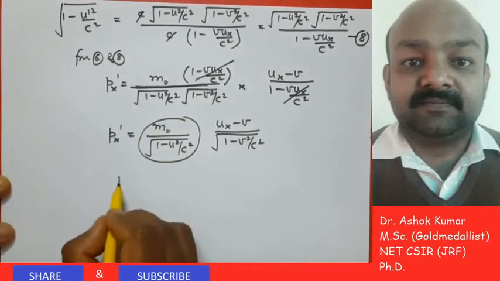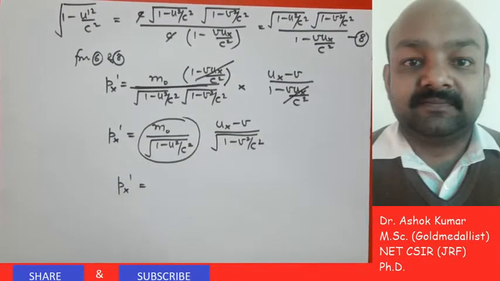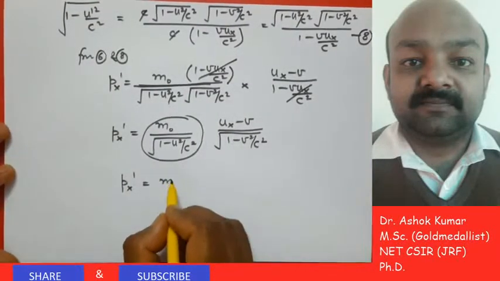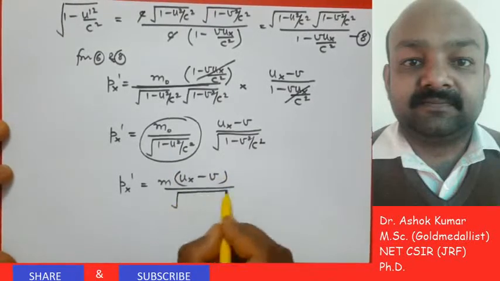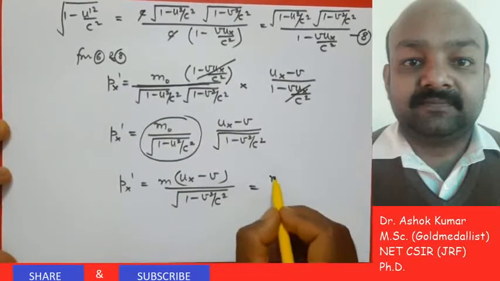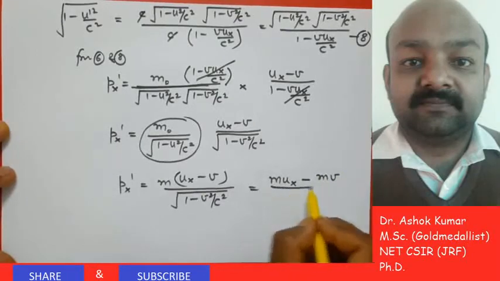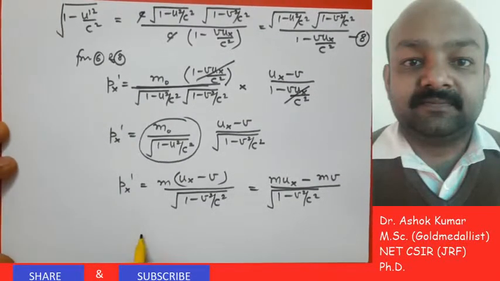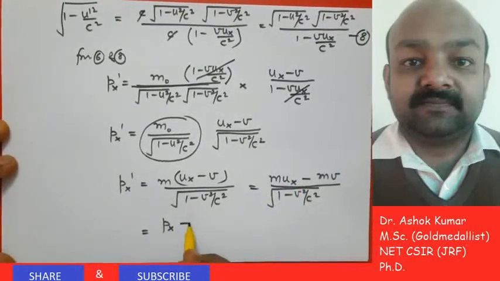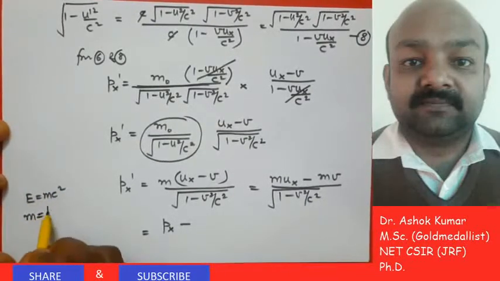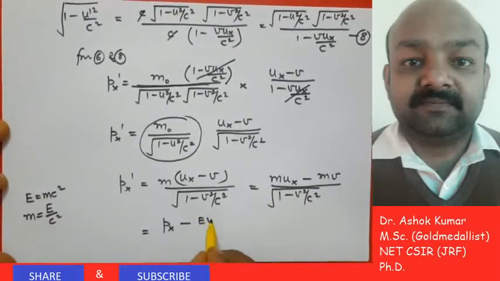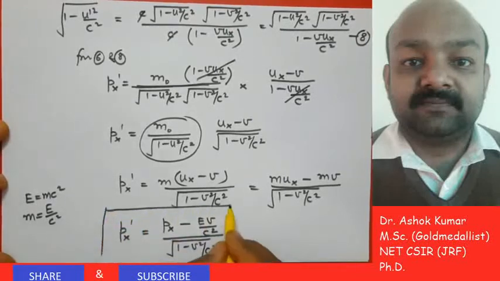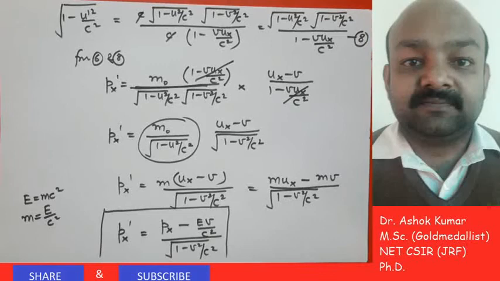What is this? This is m. We supposed this is m in equation number 2. So we can write mux minus mv 1 minus v square by c square square root. So mux is px minus, as we know, E is equal to mc square, so m is equal to E upon c square. So in here it will be E v by c square 1 minus v square by c square. So this is the first transformation equation for the x component of momentum.